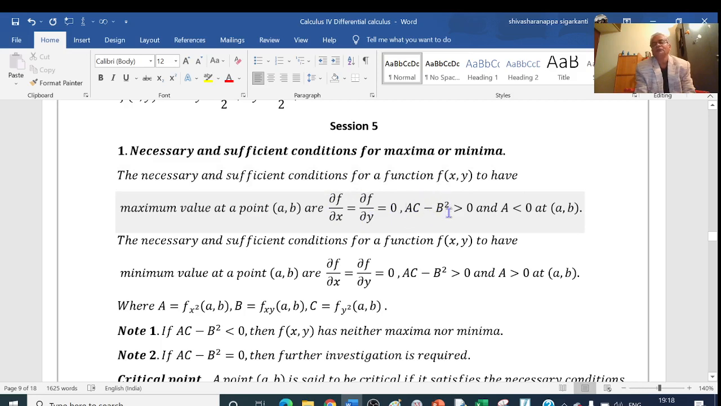AC minus b square, if it is greater than 0, then only the function has either a maxima or a minima. Then check the value of a. If a is less than 0, negative, then the function has a maxima at that point. If a is greater than 0, the function has a minima at that point. And if AC minus b square is equal to 0, then further investigation is required. If AC minus b square is less than 0, then the function has neither maxima nor minima at that point. Okay. So let us go to an example.